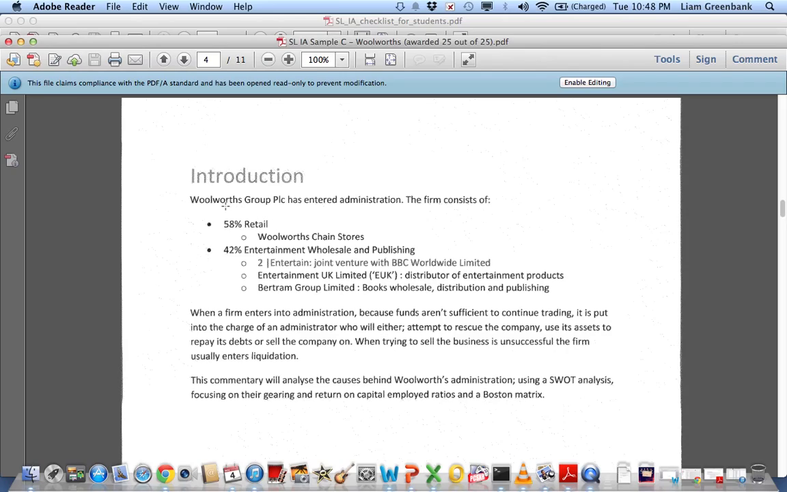So the introduction here, they have referenced a little bit, but not enough. They've got some data here, but what I'd like to see is, they're introducing the idea that Woolworths has entered administration, and they're introducing some facts and figures here. But it would be nice if they referenced where they got these facts and figures in full.